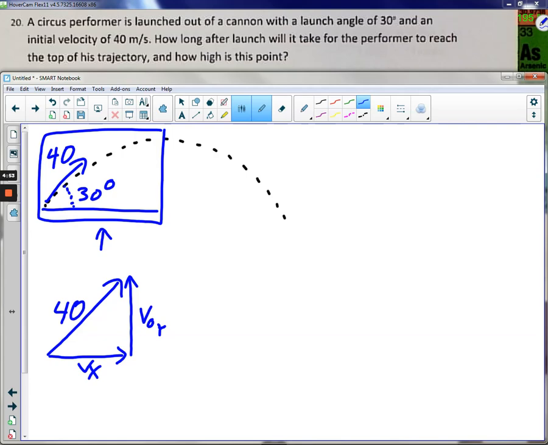Oh, plus the 30-degree angle. Yes, thank you. The 30 is our angle on the inside, and then this, of course, is the right triangle.